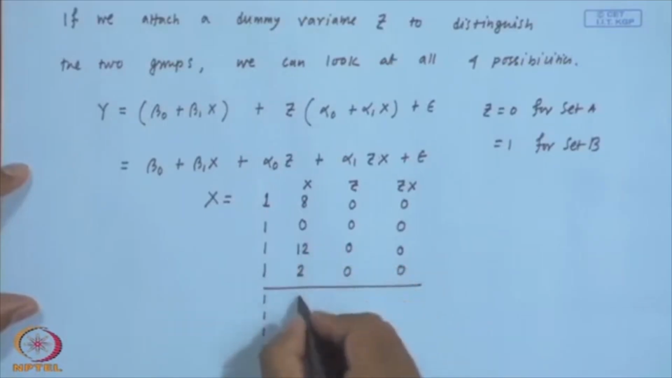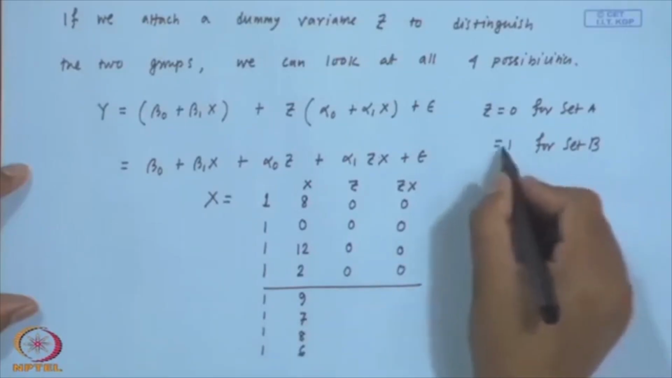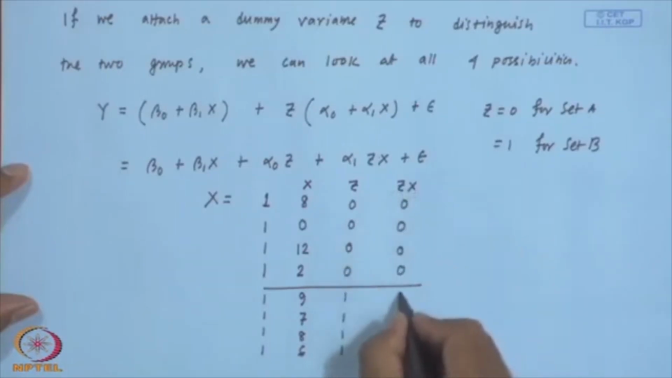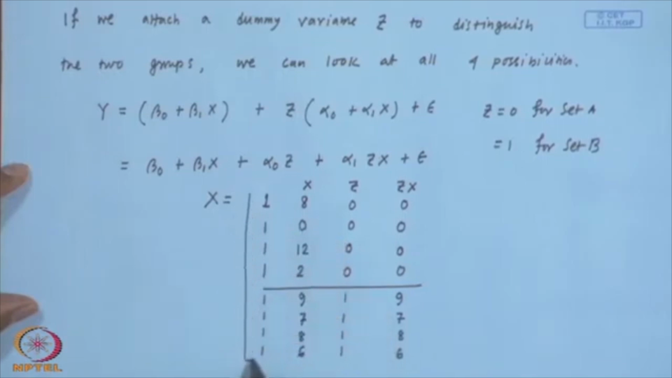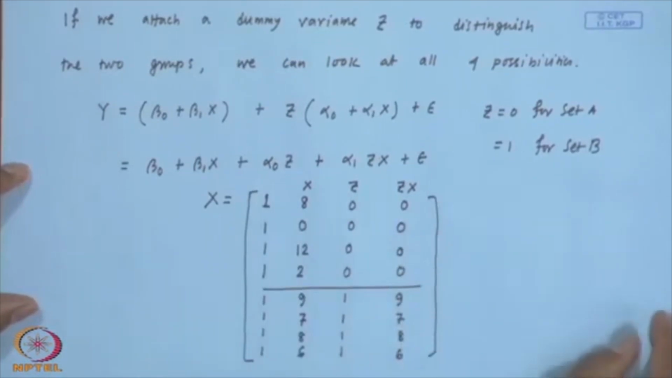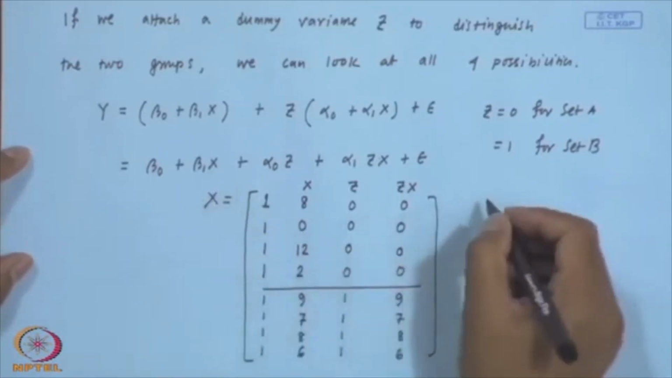the x values are 9, 7, 8, 6, and for the second set or set B, z is equal to 1. So, I will put z equal to 1, 1, 1, 1, and then of course, z x is equal to 9, 7, 8, 6. So, this is what my x matrix is in matrix notation. Of course, I am sure that you understand the difference between this x and this x.